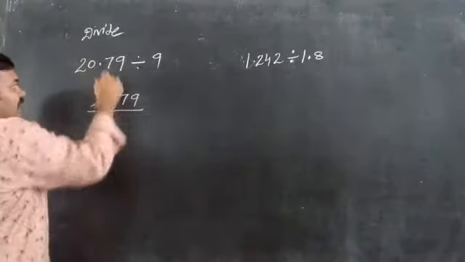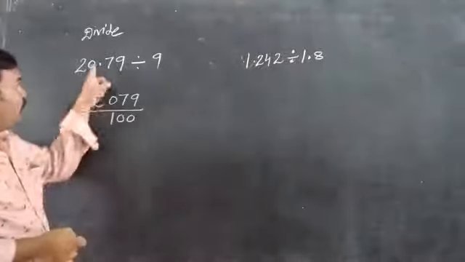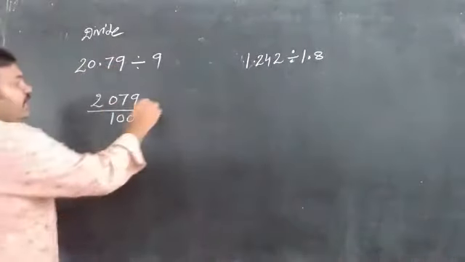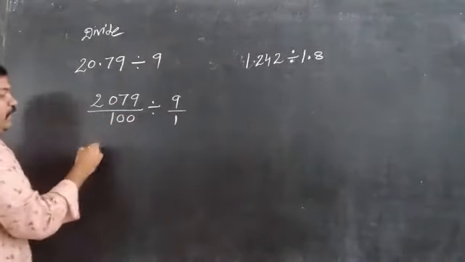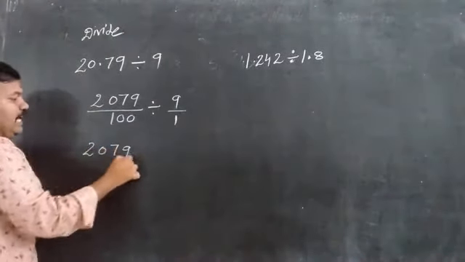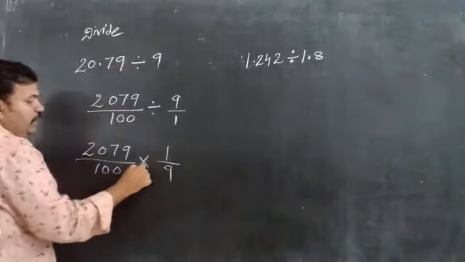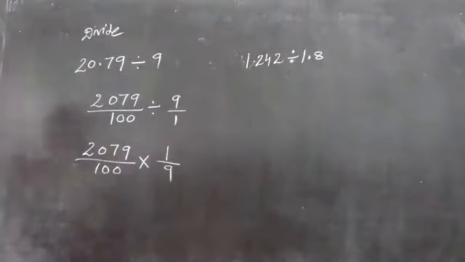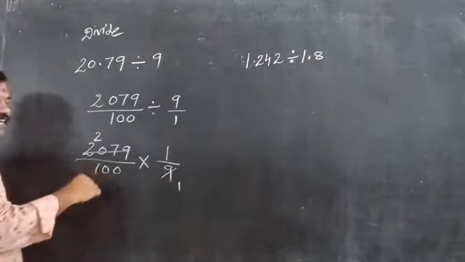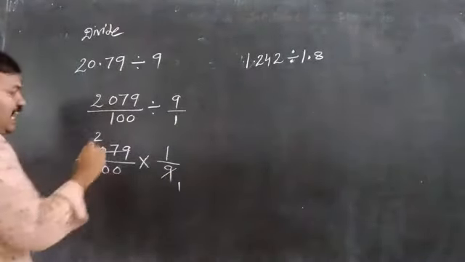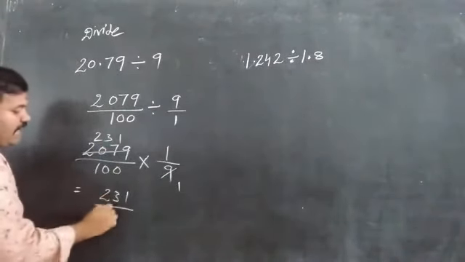20.79 by 0.9. The point changes as 100 and 1 digit is 10. 2079 by 100 divided by 9 by 10. Now we have to take the reciprocal: 2079 by 100 into 10 by 9. So cancellation: 9 times table, 9 2s are 18, 27, so 3 times, 1 time. That is 231 by 100.